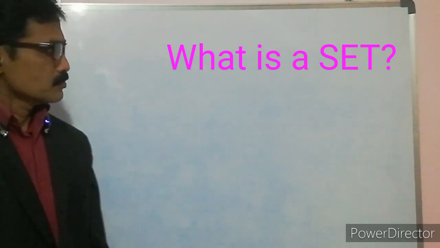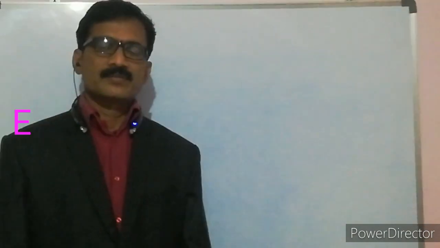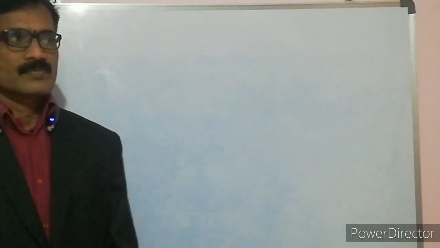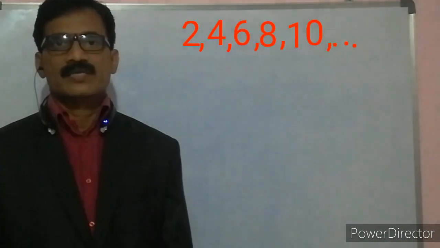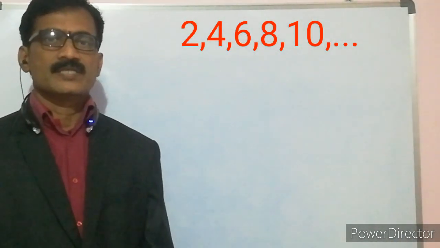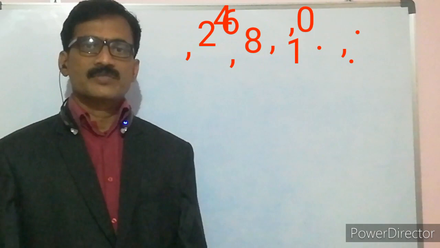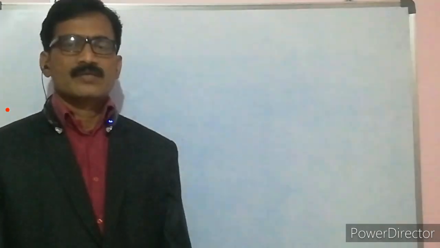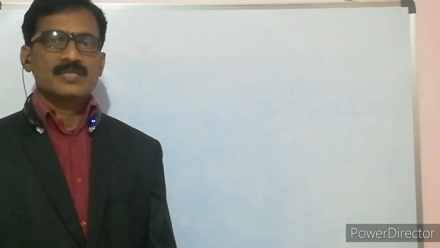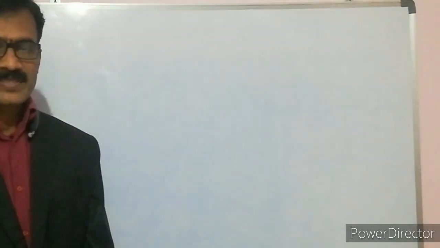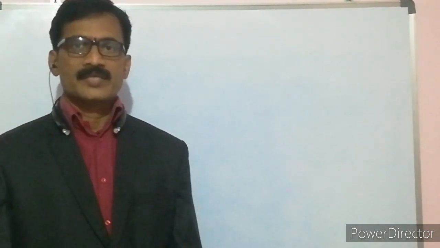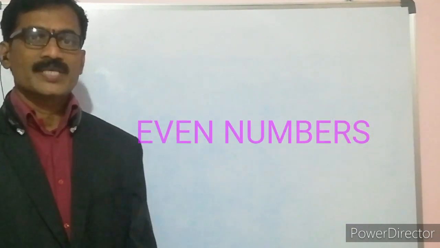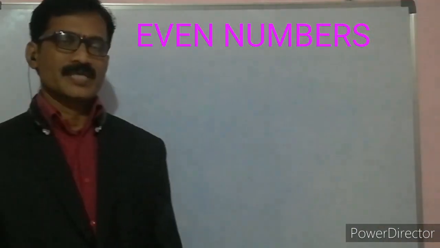So if you observe some groups, for example, the numbers 2, 4, 6, 8, 10 and so on. If you observe this group of numbers, we shall come to know these all numbers have a common property. Yes, what is that common property? Yes, those are even numbers. These numbers have a common property.